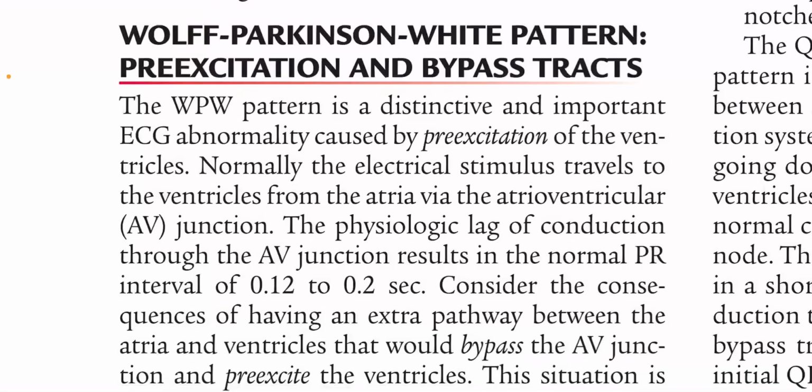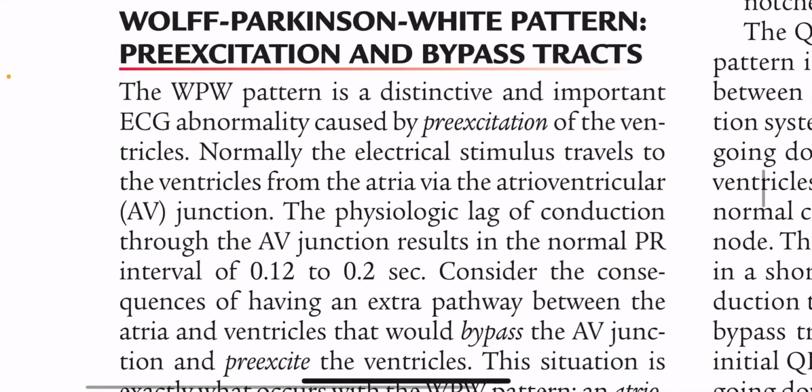Wolff-Parkinson-White patterns. Pre-excitation and bypass tracts. The WPW pattern is a distinctive and important ECG abnormality caused by pre-excitation of the ventricles. Normally, the electrical stimulus travels to the ventricles from the atria via the atrioventricular junction. The physiologic lag of conduction through the AV junction results in the normal PR interval of 0.12 to 0.2 seconds. Consider the consequences of having an extra pathway between the atria and ventricles that would bypass the AV junction and pre-excite the ventricle.